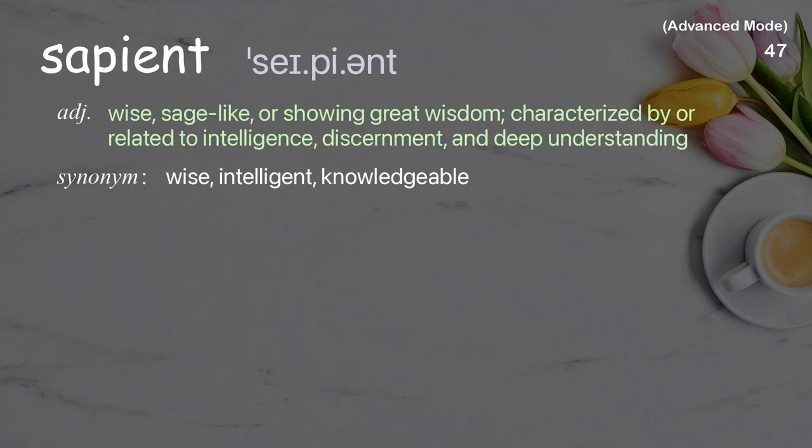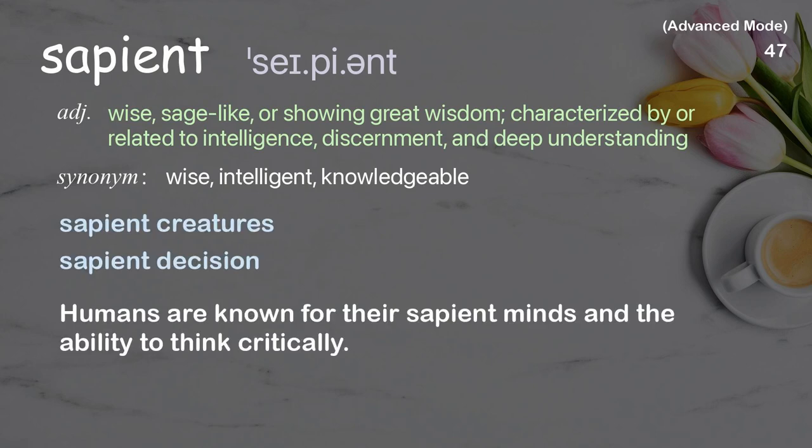Sapient. Wise, sage-like, or showing great wisdom, characterized by or related to intelligence, discernment, and deep understanding. Examples: sapient creatures, sapient decision. Humans are known for their sapient minds and the ability to think critically.